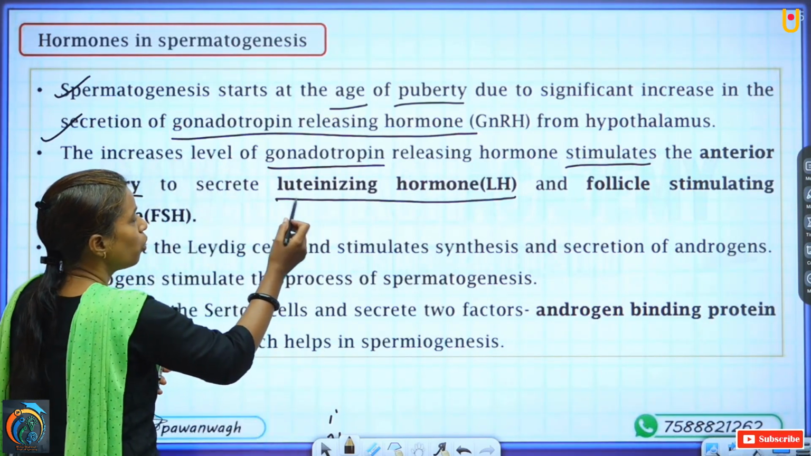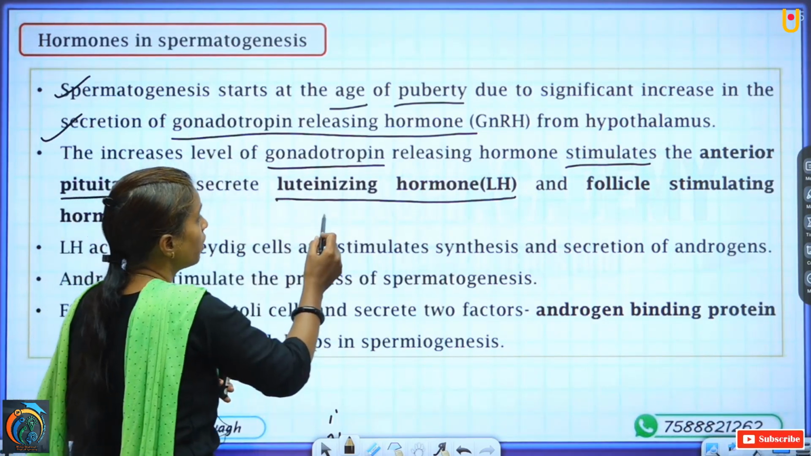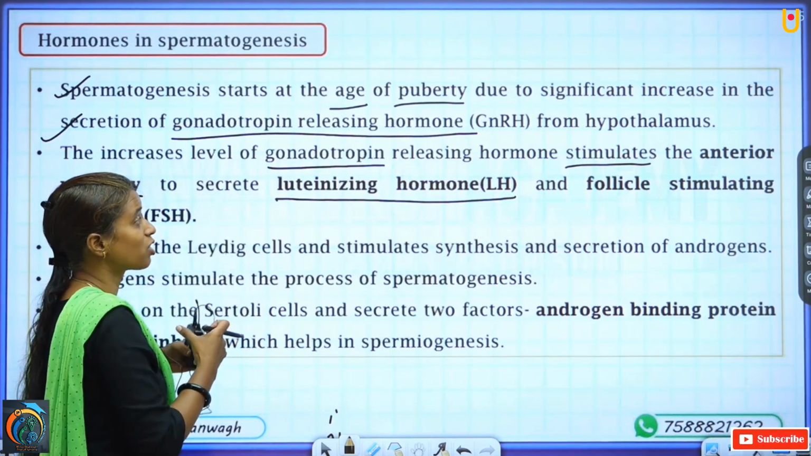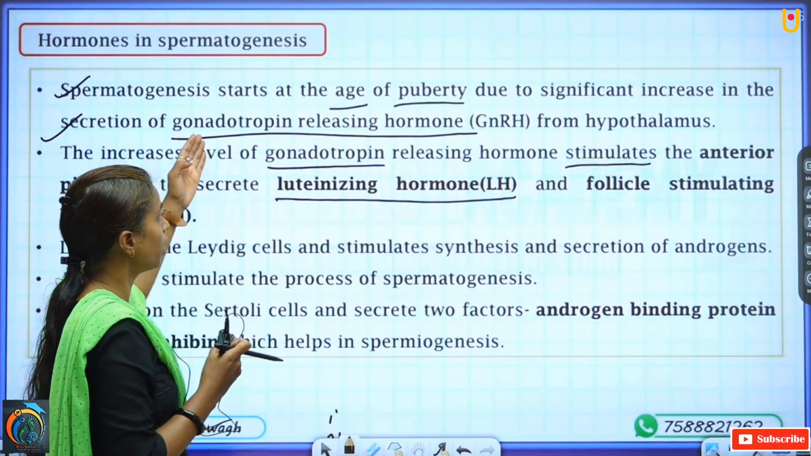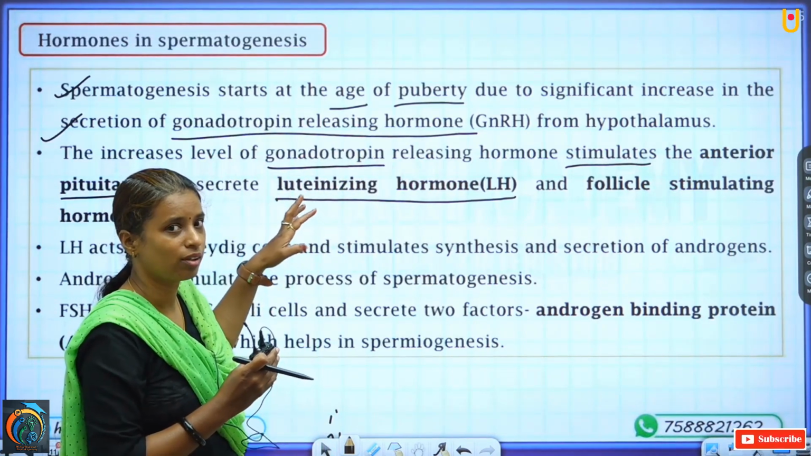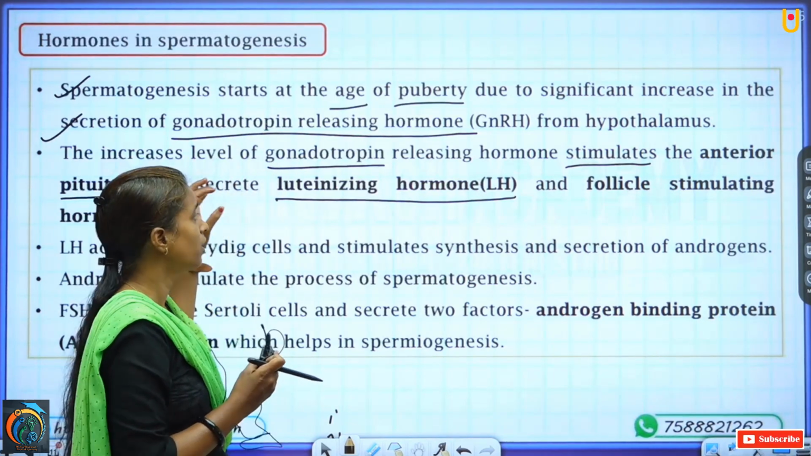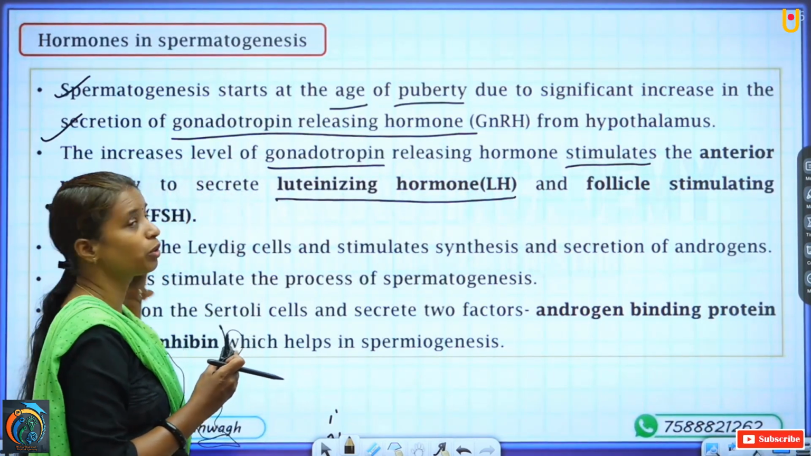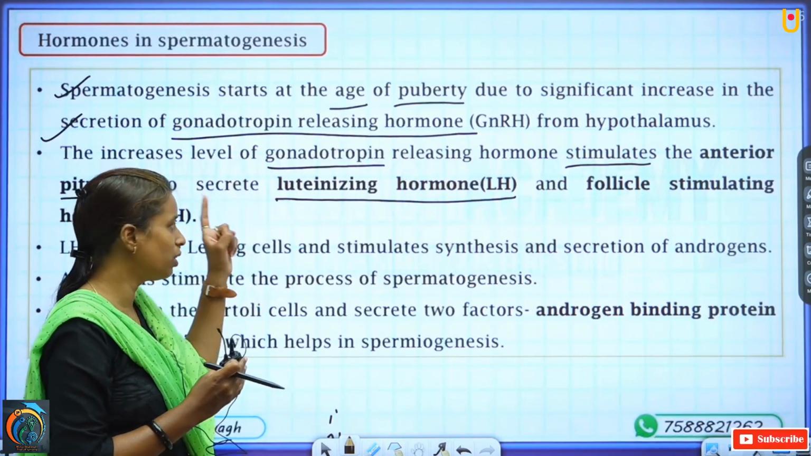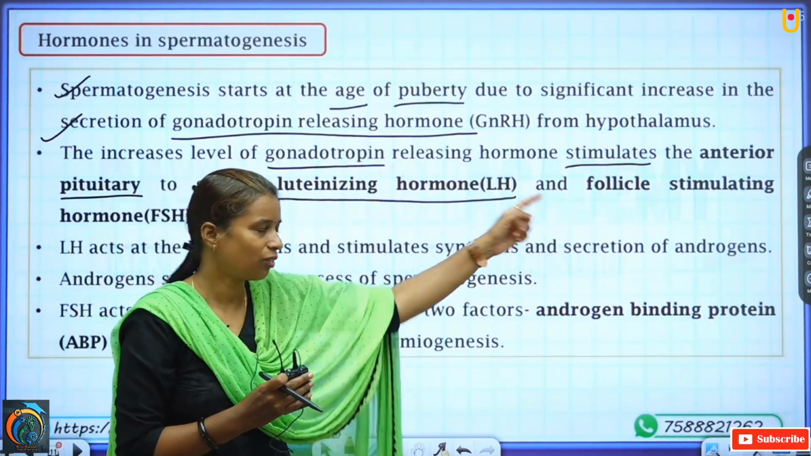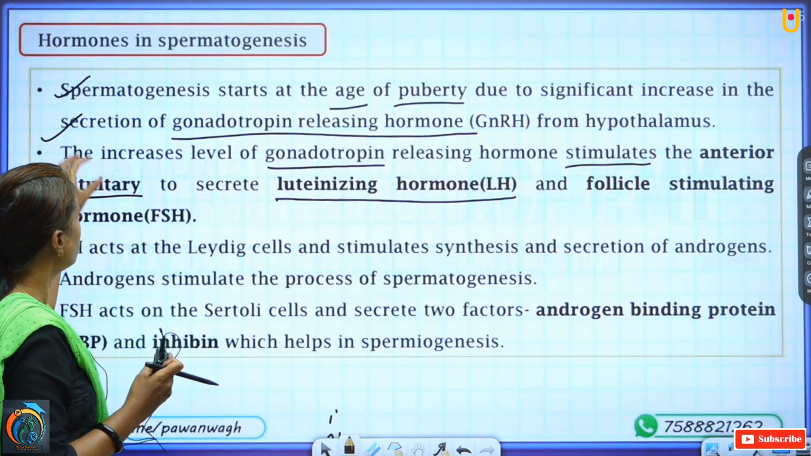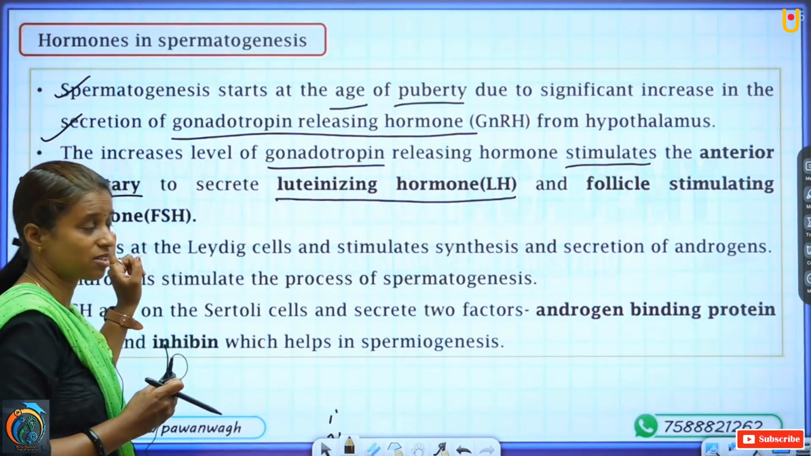That means the main role during spermatogenesis is of luteinizing hormone and follicle stimulating hormone, but they are stimulated by which hormone? Gonadotropin releasing hormone. That means gonadotropin releasing hormone has an indirect role. They are just stimulating the anterior pituitary, and only if they stimulate the anterior pituitary will the pituitary gland be able to secrete luteinizing hormone and follicle stimulating hormone. And when both of these hormones are secreted, they will help the process of spermatogenesis.